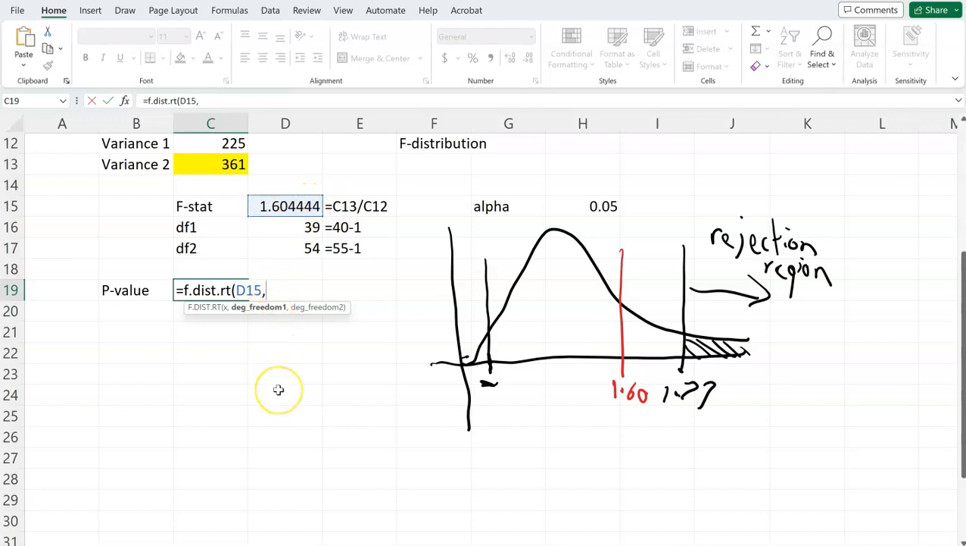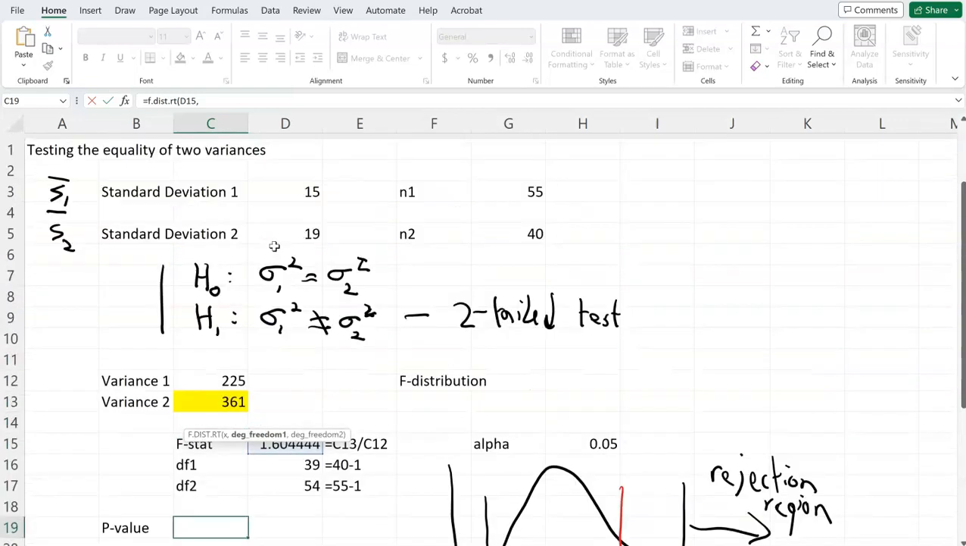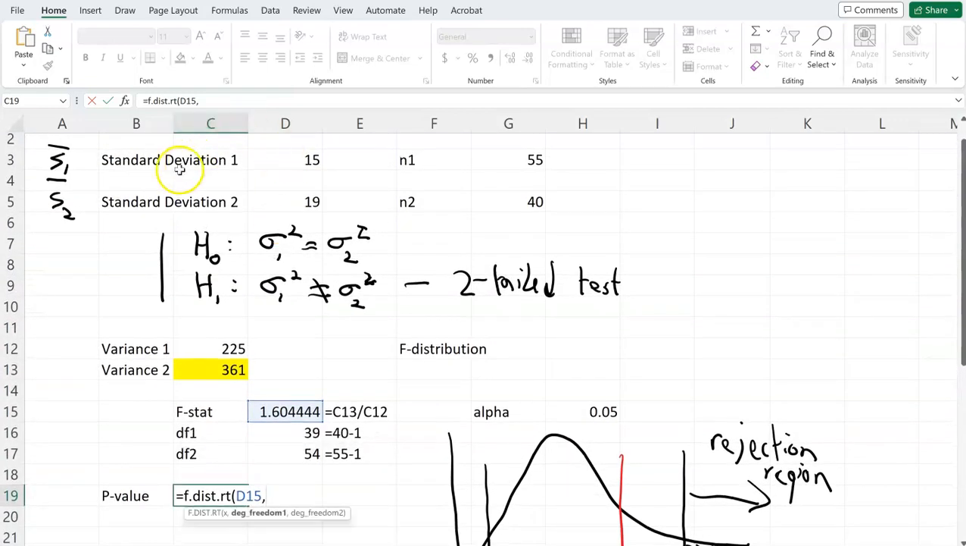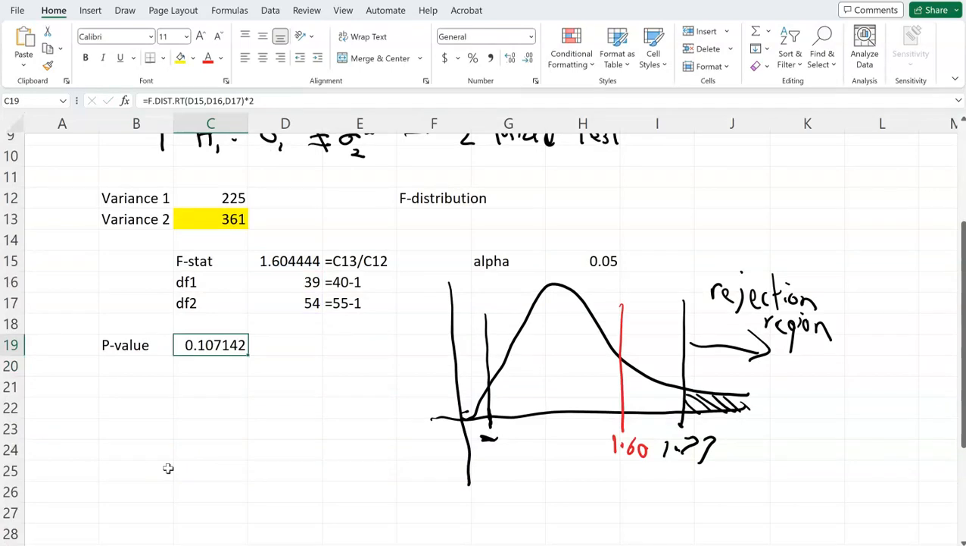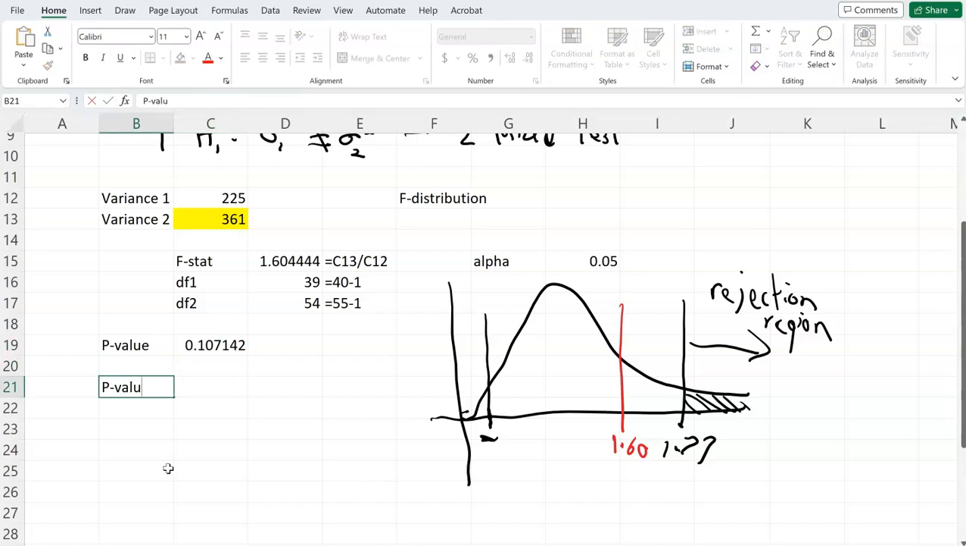Degrees of freedom are the number of observations minus 1 of the bigger value, which was the standard deviation. The larger one was 19, and so it is 40, which would be this one. And degrees of freedom of the second one would be that. Now, since we were doing a two-tailed test, we have to multiply this number by 2, and we get a p-value of 0.1071.